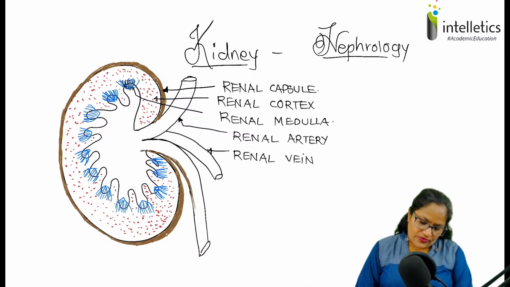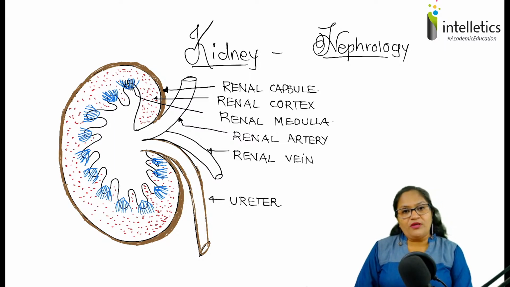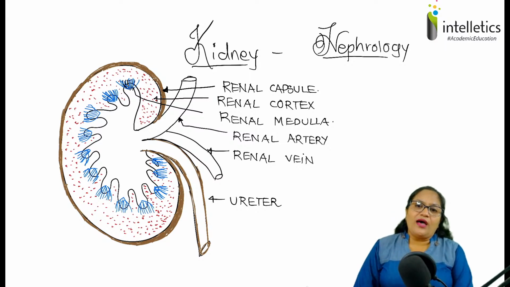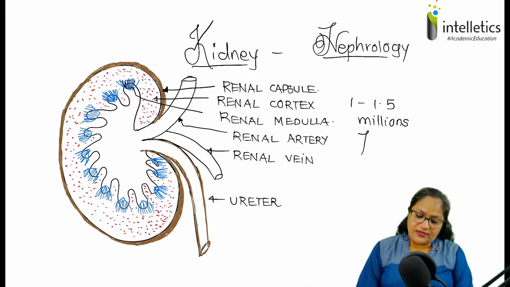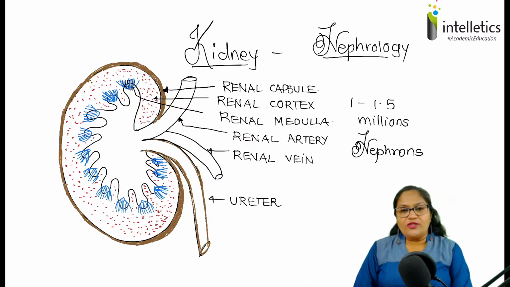What you see here right now, what I'm drawing is the ureter. This is the ureter. Now you might know the ureters are those which flow the urine out of the kidney. Now what are kidneys made up of? Each kidney is made up of around 1 to 1.5 million specialized units called nephrons. In other words, we can say that the nephrons are the structural and the functional units of the kidneys.